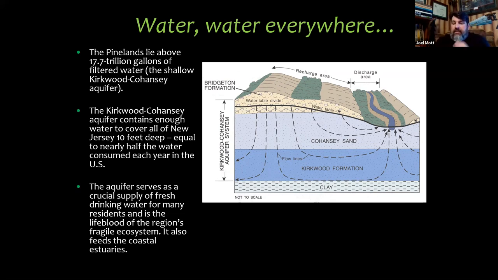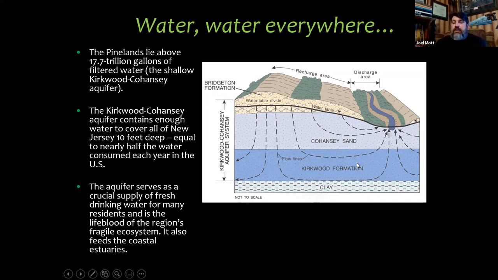Here's the Kirkwood-Cohansey aquifer model. The Cohansey is the top layer of sand. The Kirkwood's the bottom layer of sand. And it's literally layers of sand that hold water. It's not like a lake under the ground. It's layers of sand that hold water. You can see up here are the uplands that collect the water, and then the water builds up in our large aquifer system.